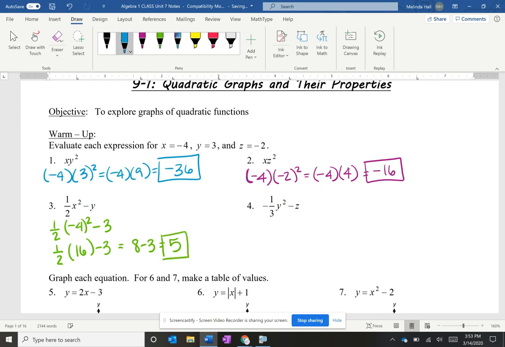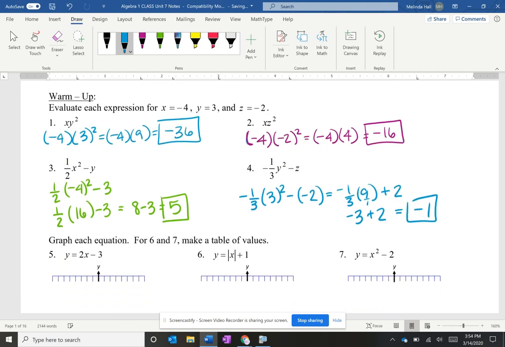Okay. And then for the last one, -1/3 y squared minus z, we would still have that -1/3, but we would plug in 3 for the y, and then -2 for the z. And so then when we do that, 3 squared would give us 9, and so we'd have -1/3 times 9, and then the minus -2 would actually become a +2, because when you have two negatives, they become a positive. And so then -1/3 times 9 would give us -3, because remember, -1 times 9 and then divided by 3. And then -3 plus 2 would give us a -1.